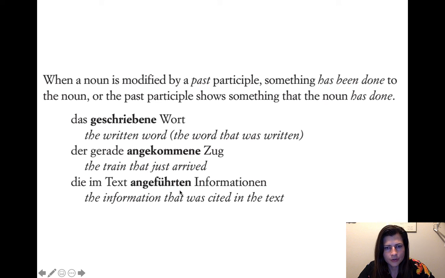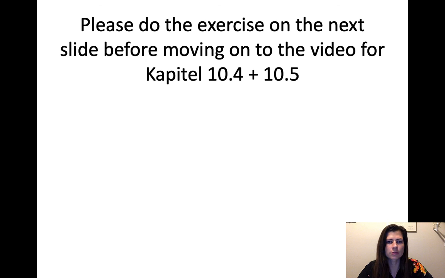Die im Text angeführten Informationen, the in the text given or cited information. Yeah. So we're going to change this one over to a relative clause. The information that was cited in the text, die im Text angeführten Informationen. Yeah. So you can see how it almost changes into a passive. Yeah, the in the text cited information, but then we say the information that was cited, it looks like it changes into a passive. It's just how it is with the past participles.